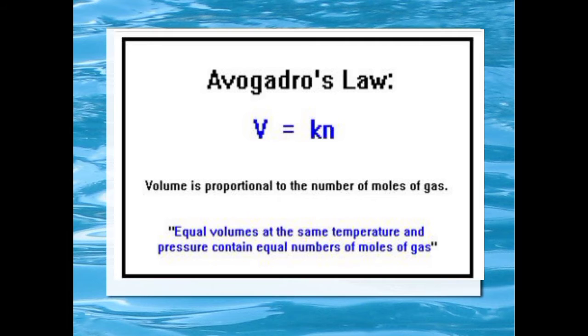This law can be represented by V proportional to n. To change this proportionality into an equation, we have to multiply it with a constant, so we can write it as V is equal to Kn. The K is a proportionality constant here.